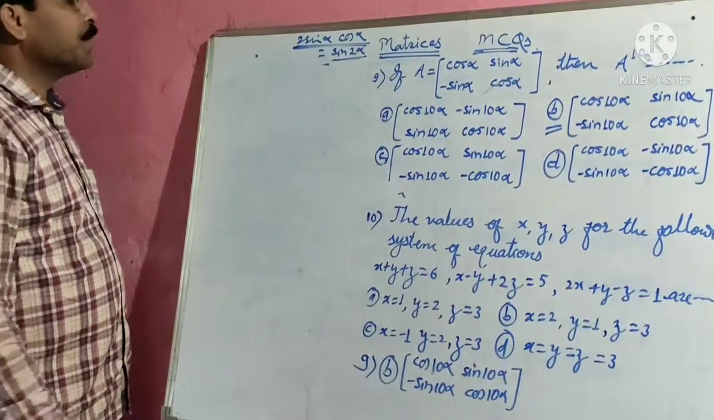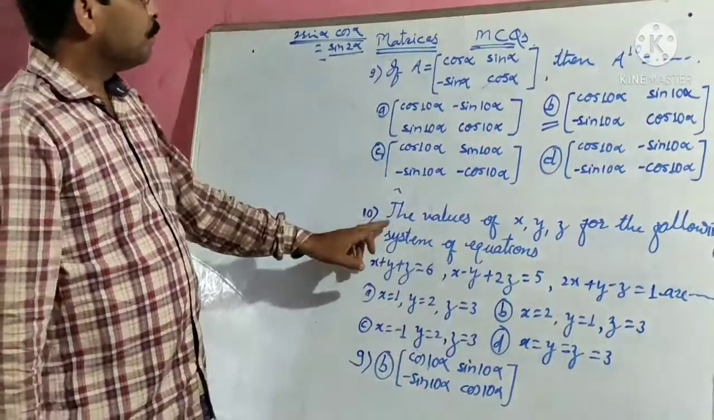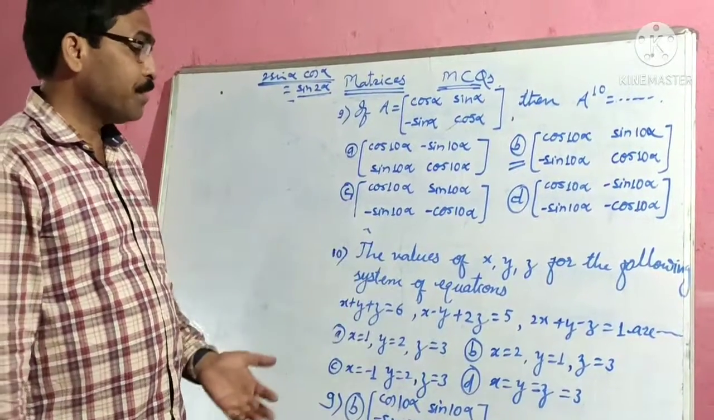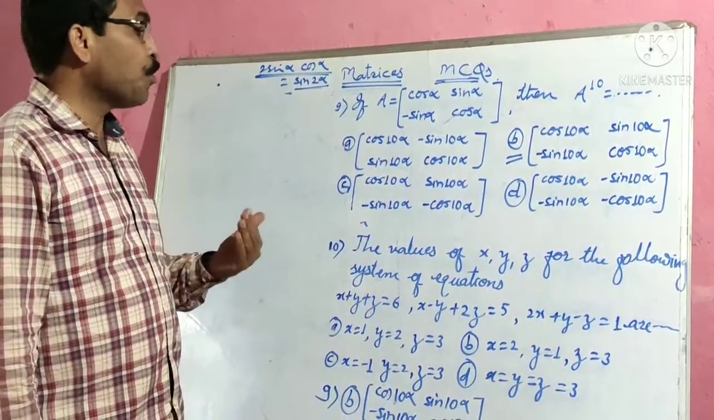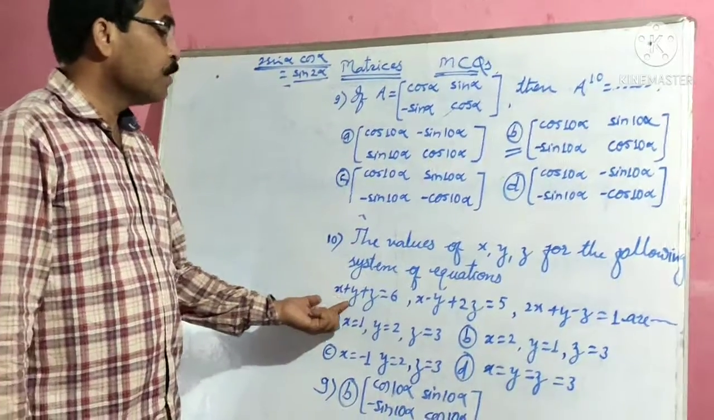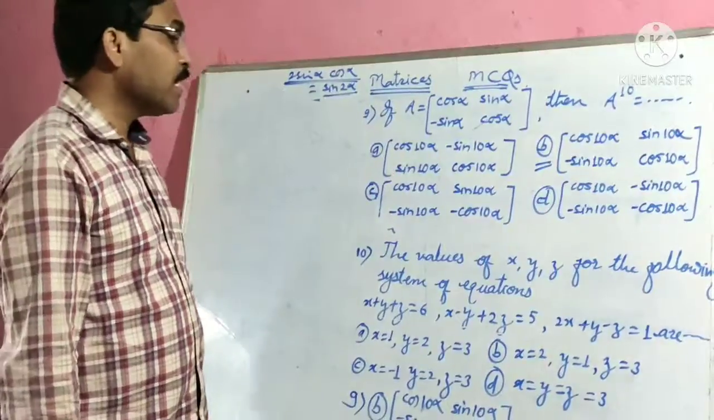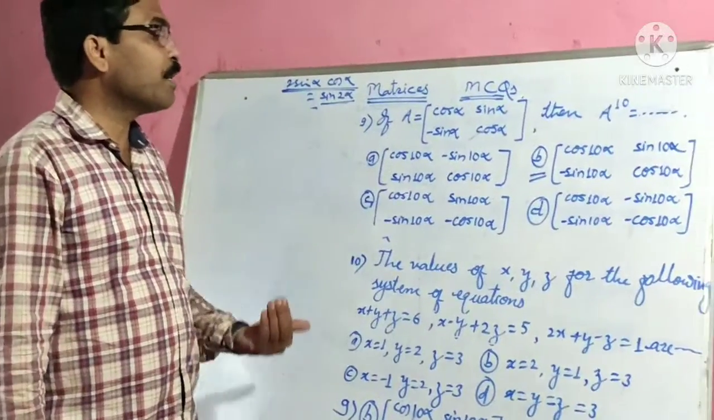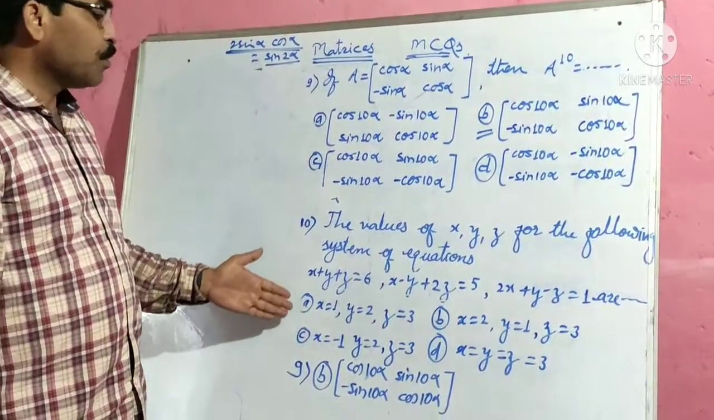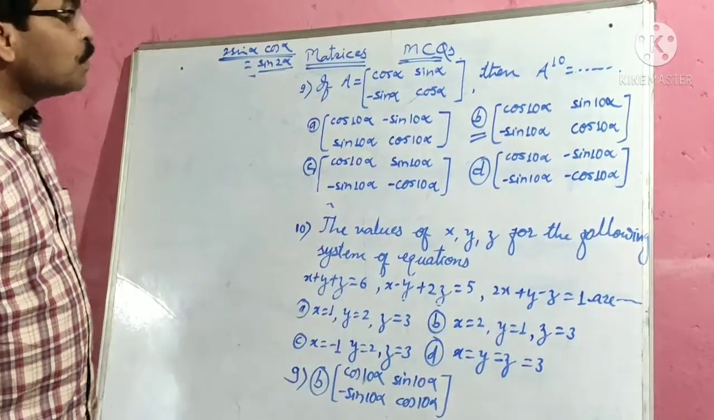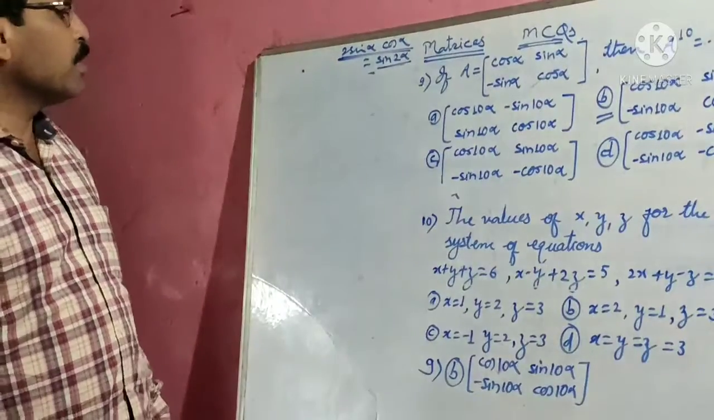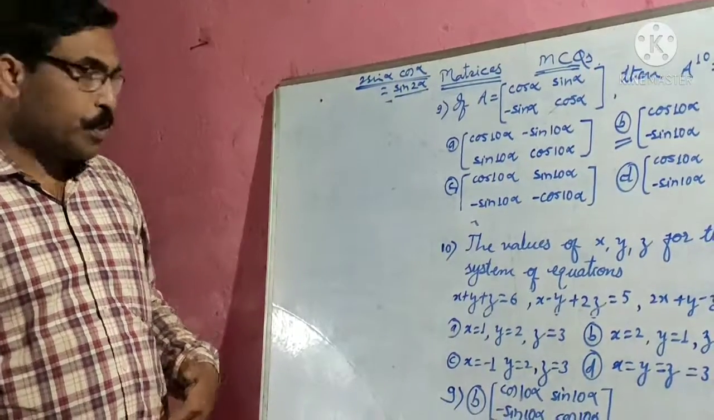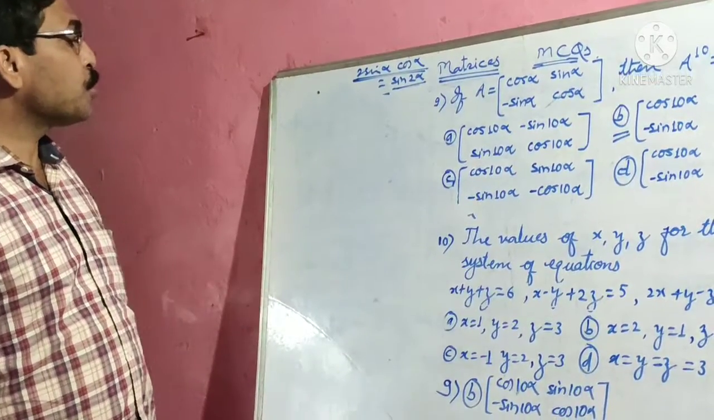Now let us see the 10th one. Find the values of x, y and z for the following system of equations, and the system of equations is given here. For this system of equations we have to find the values of x, y and z, and in the options the values of x, y and z are given. So what do we have to do to solve this? In such type of problems, we have to check the options one by one. So first check the first option.